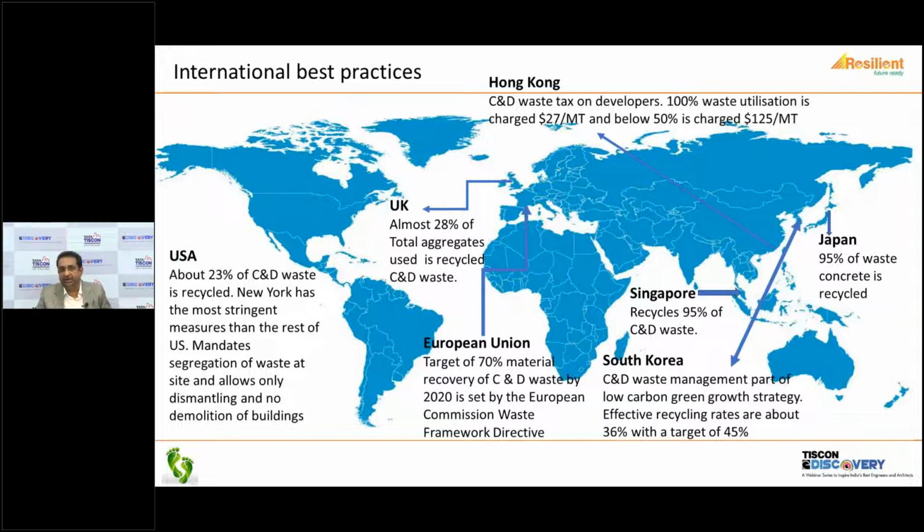Now, when we say these figures, it doesn't necessarily mean that all the material that is recycled is going back into concrete. That's not the case. But it has been effectively put into use in different applications so that it doesn't go into the landfill.